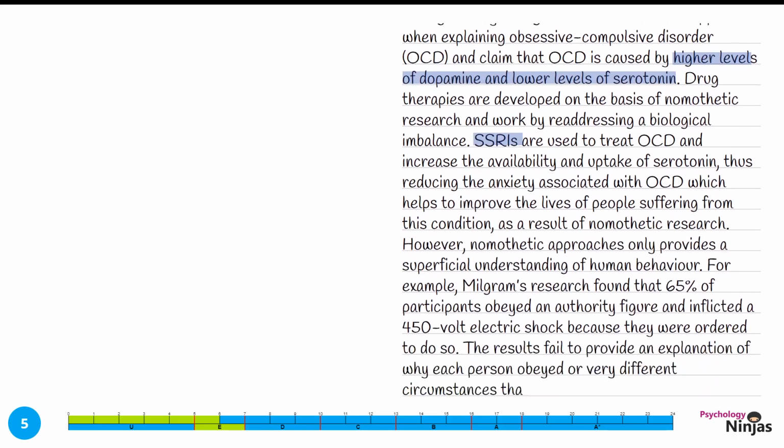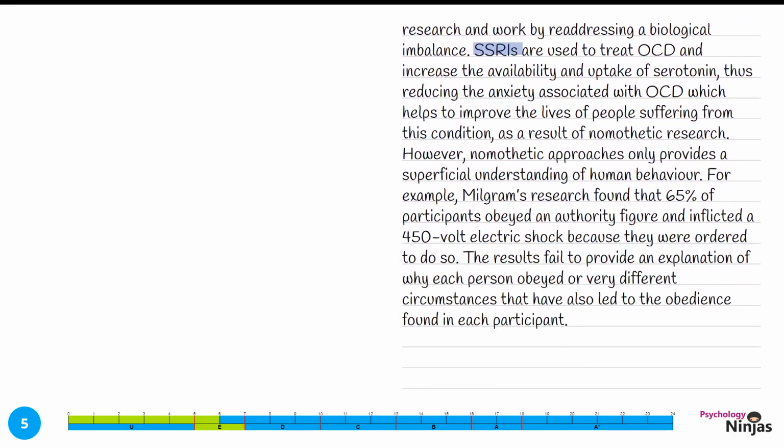However, nomothetic approaches only provide a superficial understanding of human behaviour. For example, Milgram's research found that 65% of participants obeyed an authority figure and inflicted a 450-volt electric shock because they were ordered to do so. The results fail to provide an explanation of why each person obeyed, or the very different circumstances that have also led to obedience found in each participant.